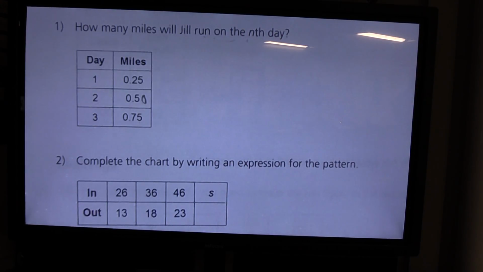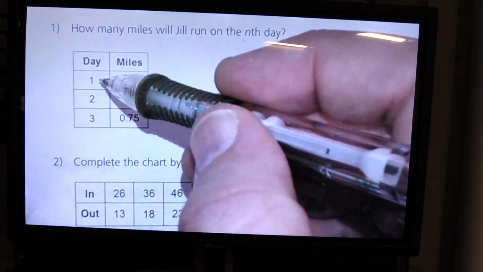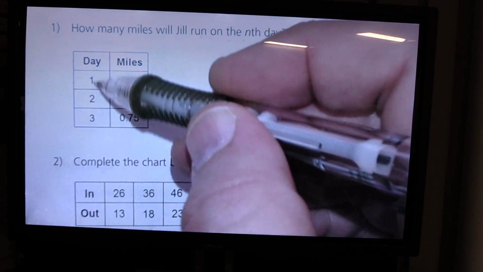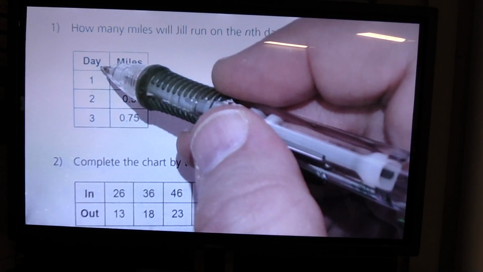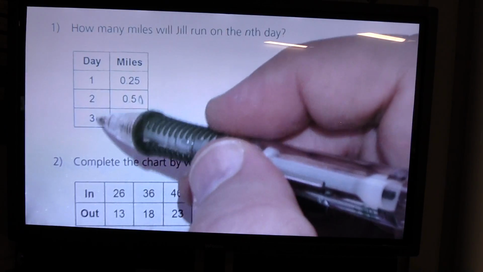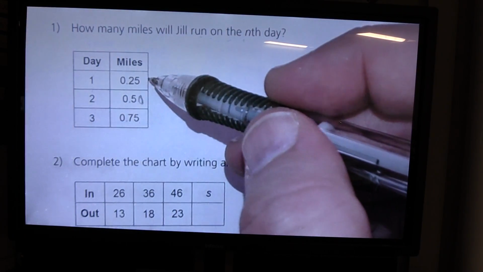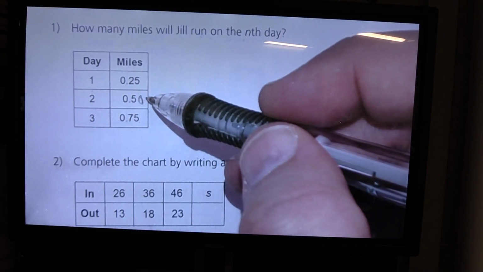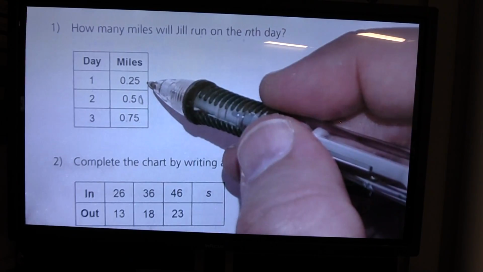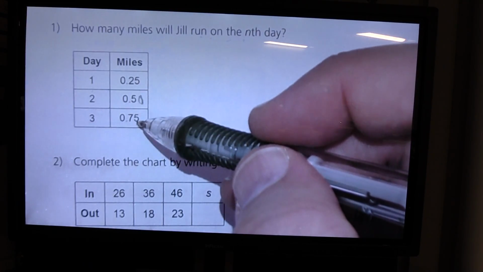Okay, back here, the connection that we have with 1, 2, and 3 is that they're ordinal numbers. You know, you got first, second, third, first day, second day, third day, or day 1, day 2, day 3. And on the first day, 0.25, and then 50/100.